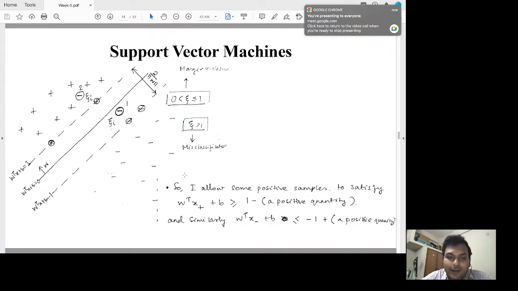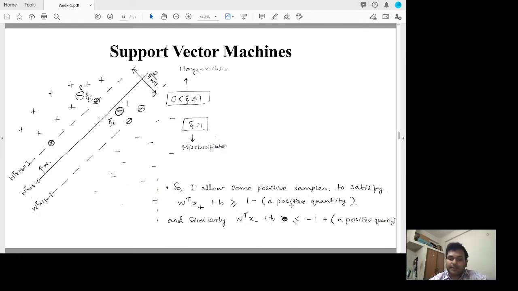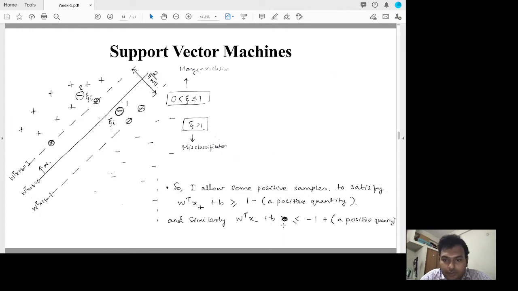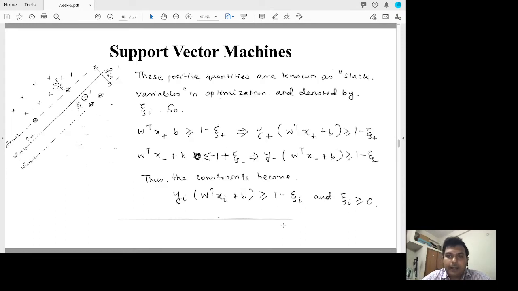Anyway, okay, so W transpose X minus plus B, you are subtracting a positive quantity for the positive example and you are adding a positive quantity for the negative examples. These positive quantities, which I talked about in the last slide, are known as slack variables in optimization, and they are denoted by psi i or xi i.